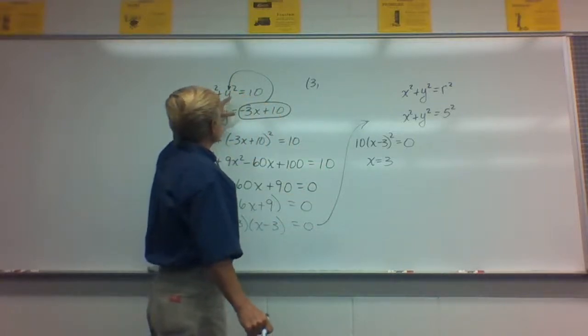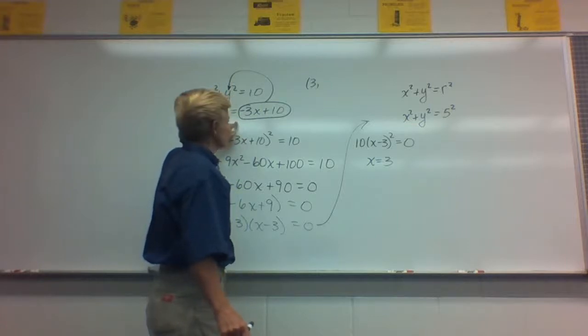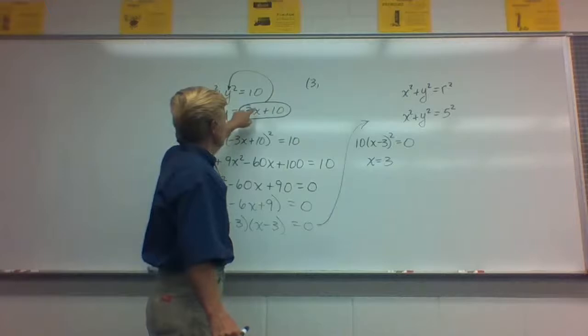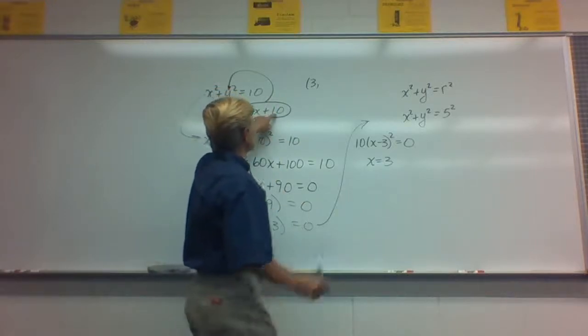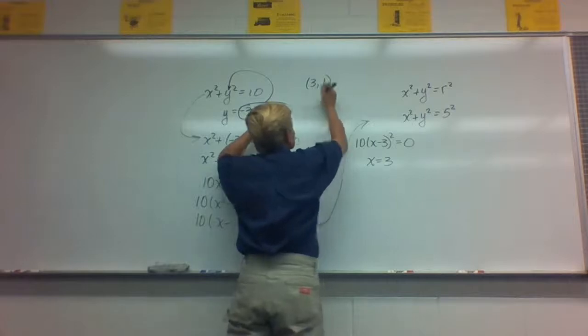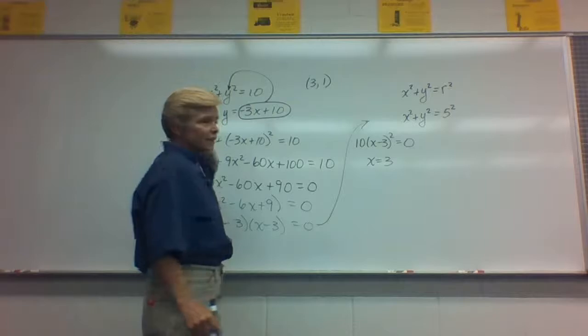So I plug it in either here for x or here for x. This looks like it's a lot easier to me. This would be negative 3 times 3. That's the x value I'm substituting, which is negative 9. Negative 9 plus 10 is 1. So this line just snugs right by this circle at a single point.